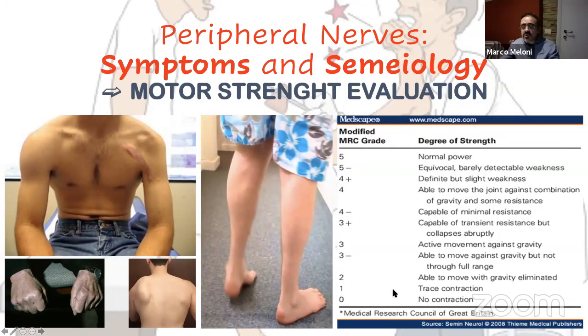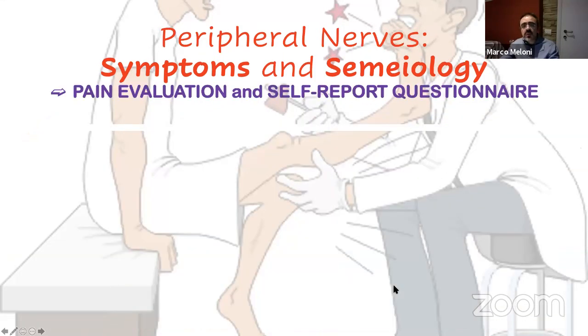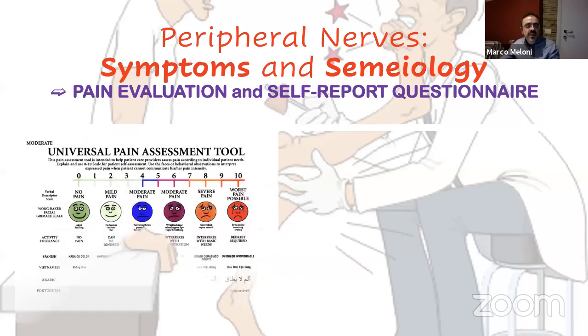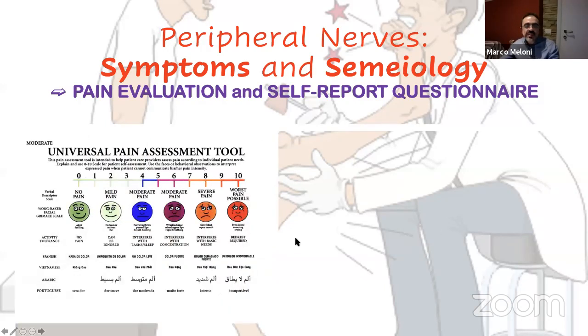at the score of 0. Pain evaluation is obviously a symptom, and there is no instrument that can give a score. So it's the patient himself or herself who needs to tell us how severe the pain is, and usually it is very helpful to ask the patient first, and then ask him or her to give us a score using the visual analog scale.